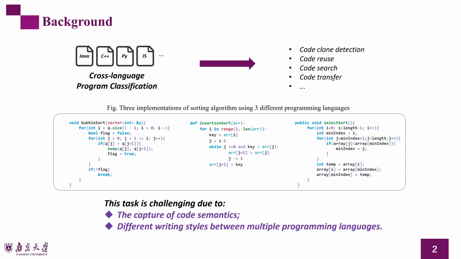However, there are two major challenges in classifying cross-language programs. The first challenge is that it's hard to capture code semantics efficiently and accurately. The second challenge is that different programming languages have specific coding rules which make programming languages look different.